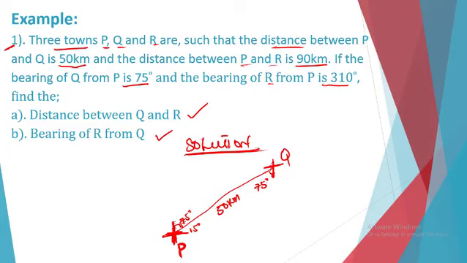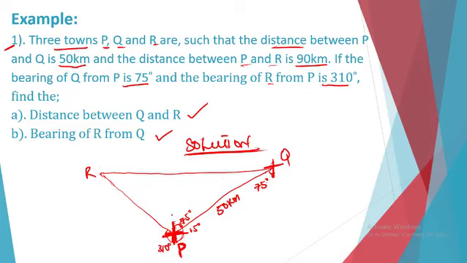The bearing of R from P is 310. We start here. From here to here is 90. Then to here is how many? 180 plus 90 again will give us 270. And then we are looking at 310, right? So let's assume that 310 is somewhere here. And then we'll draw a line, and then join this to this, and remember this is our angle R, and from here to here is 310 degrees.